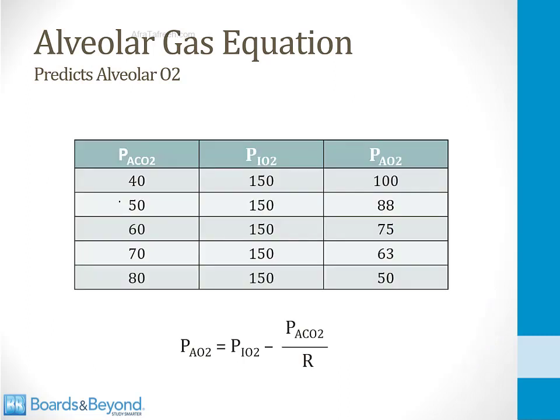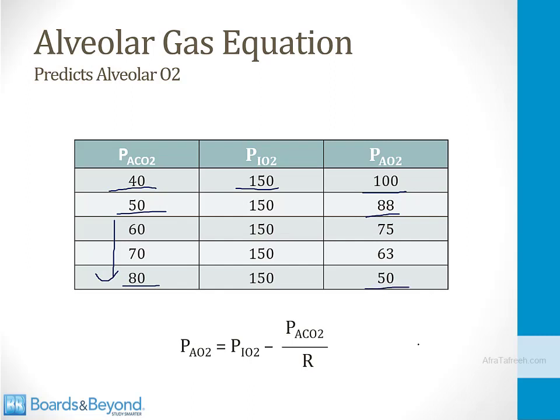And just to make this even more clear, let's look at this table I've put on the screen. A normal alveolar PaCO2 is 40, and I told you before that a normal inspired O2 is 150. So if you plug those numbers into the alveolar gas equation, you get a PaO2 of 100, which is a normal level of oxygen in the blood. However, if the PaCO2 becomes 50, then when you plug in the numbers, the PaO2 drops to 88. And if the PaCO2 gets really high, like all the way down here at 80, then what you're going to get for PaO2 is 50.